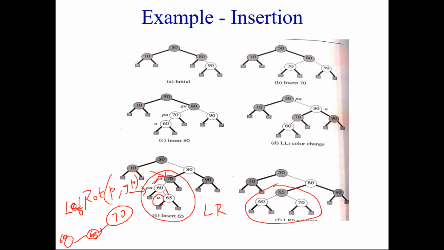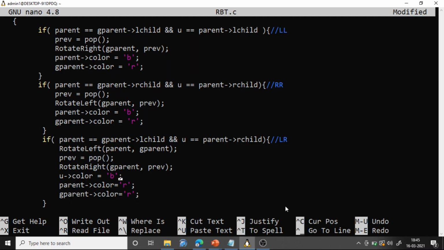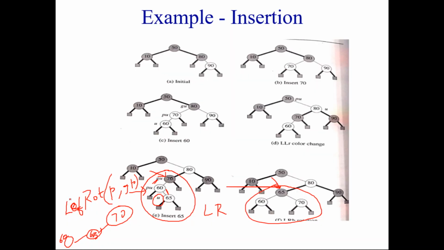In that subtree, whatever you are getting, make the root black in color and both its children red in color. That's what we are supposed to do. After performing that rotation, make the color of that particular node black and the parent and grandparent red. Now actually the child is the root of the subtree, and the parent and grandparent have become the children.